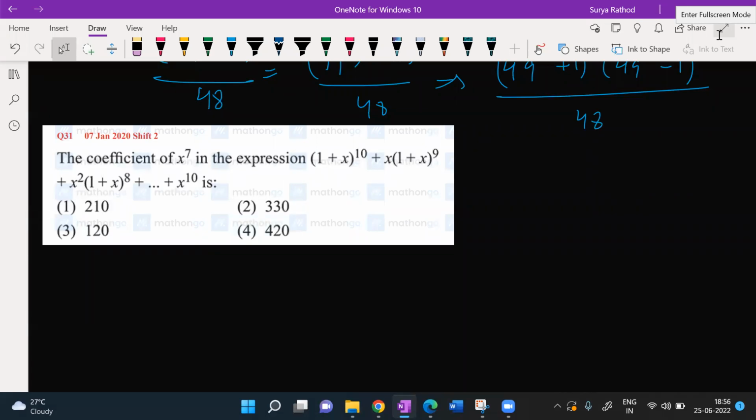Again, the given series is a GP, geometric progression. Coefficient of x to the power of 7. And the sum of the terms he has given.